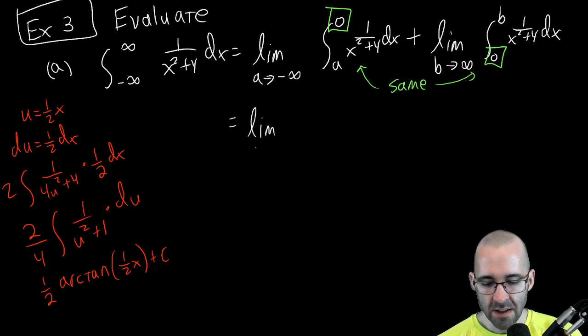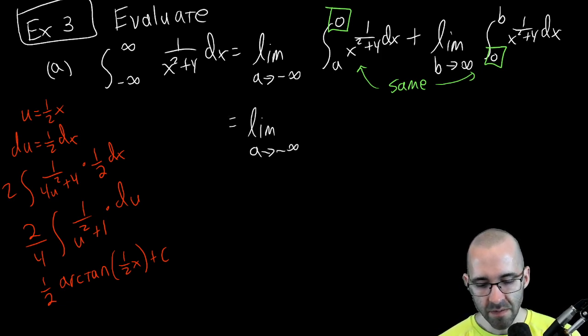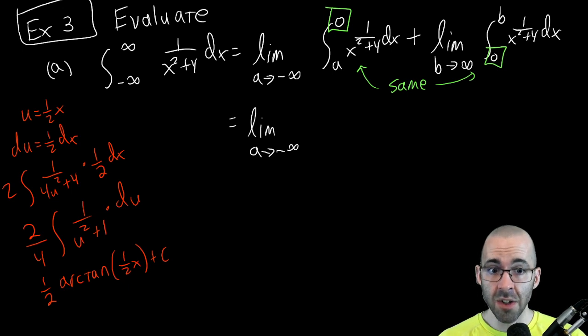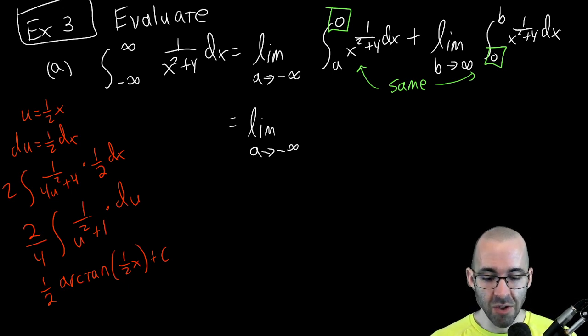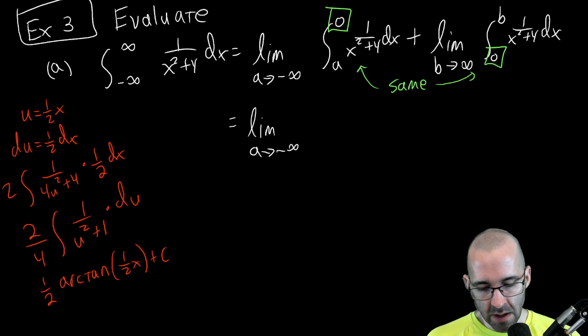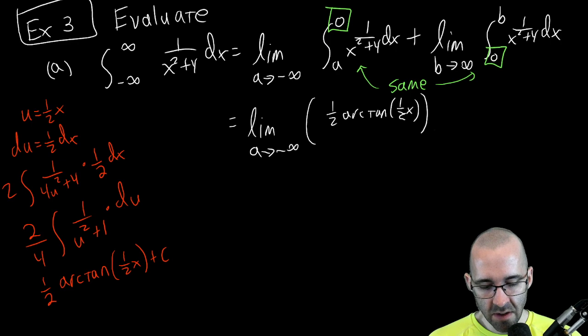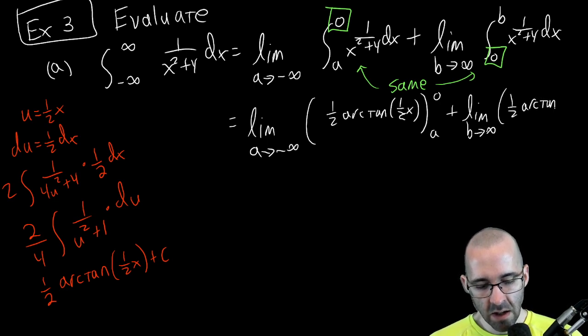This is the limit as a goes to negative infinity. And again, you do need 2 limits here. I cannot stress that enough. And you do need to write this stuff down. Of, let's see, 1/2 arctan of 1/2 x. We don't need the plus c. It's a definite integral. Evaluated from a to 0. Plus the limit as b goes to infinity of basically the same thing. 1/2 arctan of 1/2 x from 0 to b.